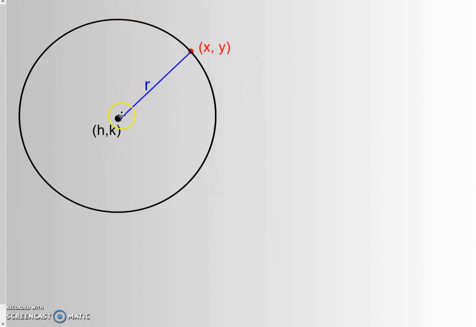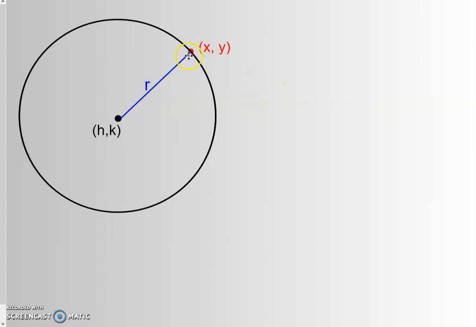So I have here a circle, a black circle. Remember, the circle is the set of all points, all these points. And the center is (h, k). I go out some random distance called r, and I arrive at this point (x, y). And what I want to do is see if we can find the equation of this circle.